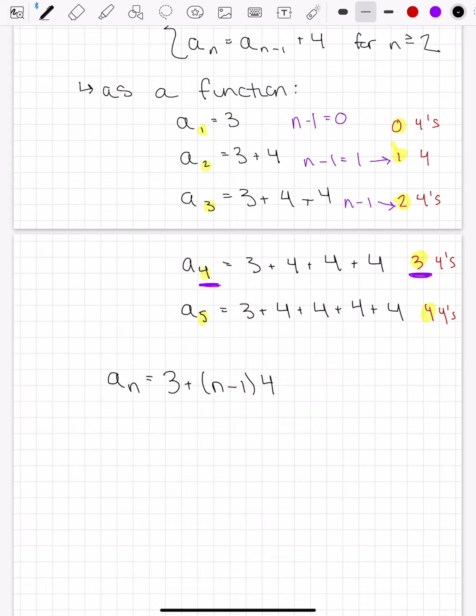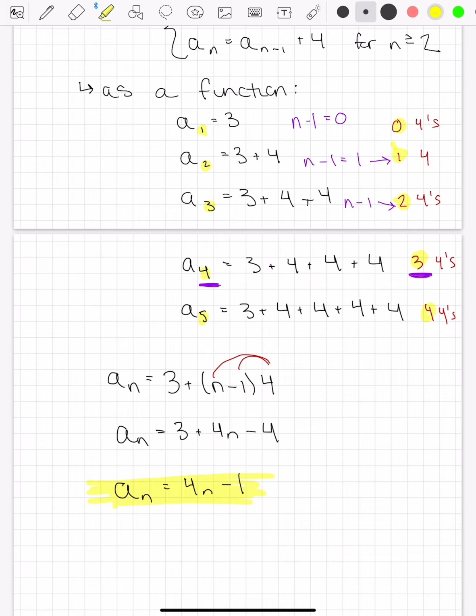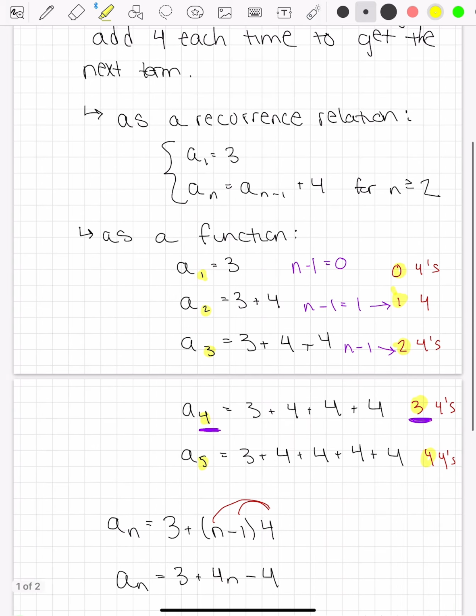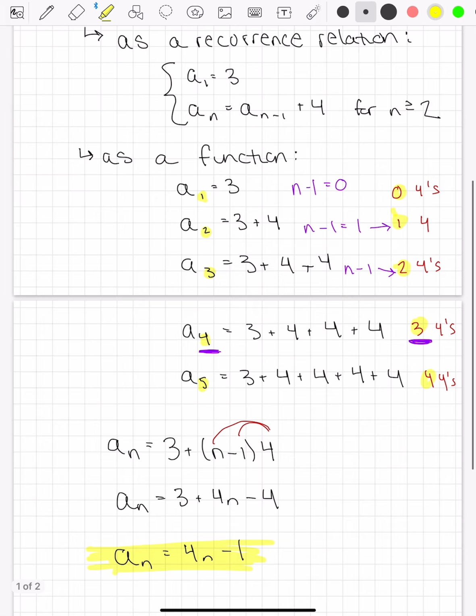And then we can simplify this. We distribute the 4, and this becomes a_n is 3 plus 4n minus 4. So a_n is 4n, and 3 minus 4 is minus 1. And that's how we get our formula. Basically, just like we did in the last one, you have to see what's the relationship between the index and the term you're on.